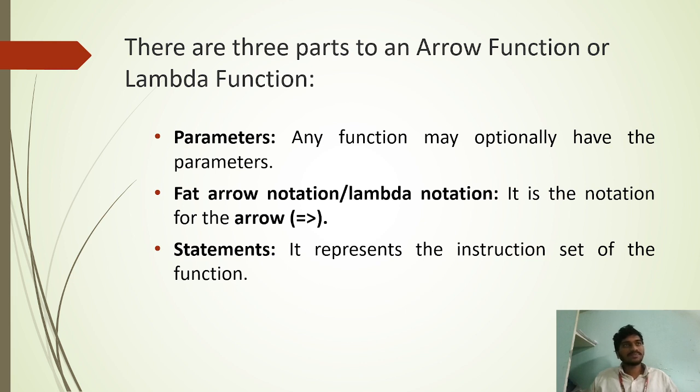The parameters are optional, whether you give parameters to the function or not is based on the user's choice. And the second is the notation. It is most important to give the notation to indicate that it is an arrow function. And statements represent the instruction set of the function, in the body of the arrow function, where you give the statements based upon the user's logic.